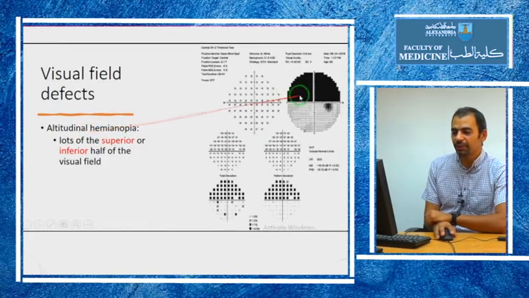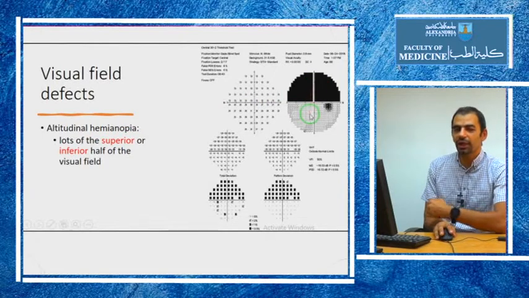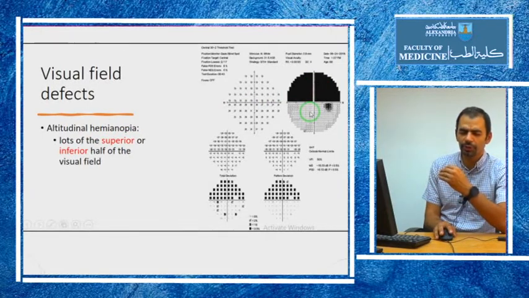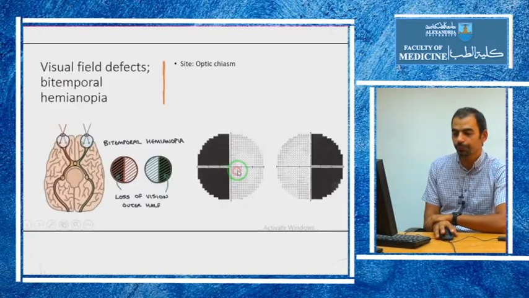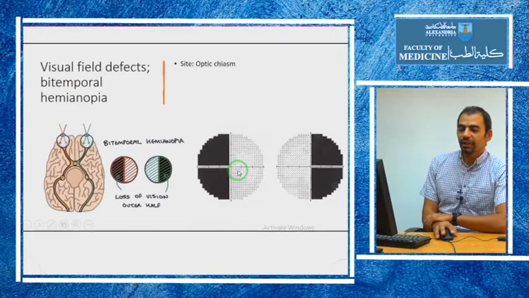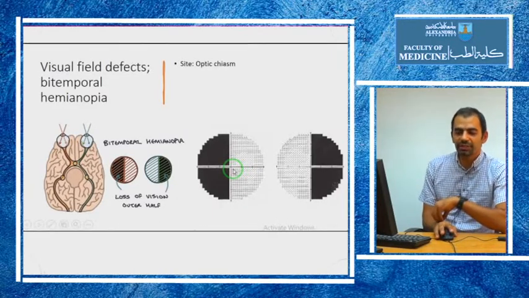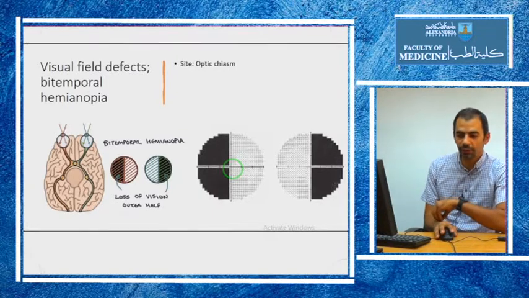Altitudinal hemianopia means loss of the upper or the lower half of the visual field, and usually it happens more with glaucoma cases. As you can see here, this is a Humphrey visual field, and there is loss of the upper half of the field, while the lower half is normal. We have an important visual field defect which is called bitemporal hemianopia.